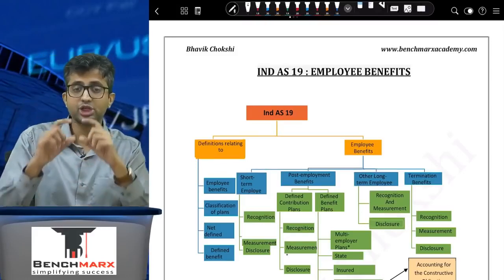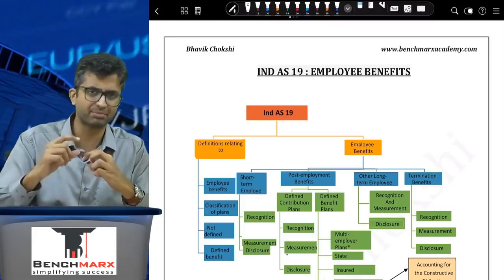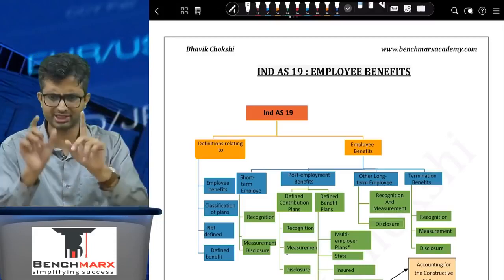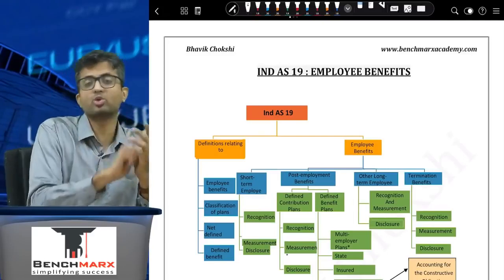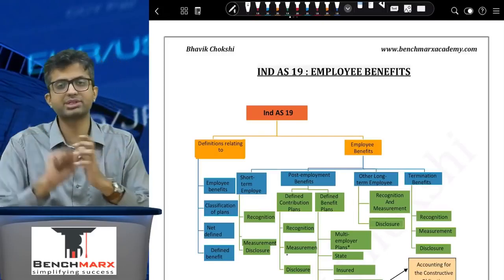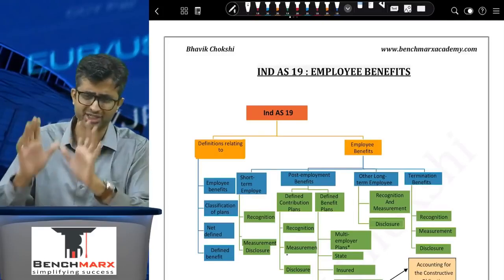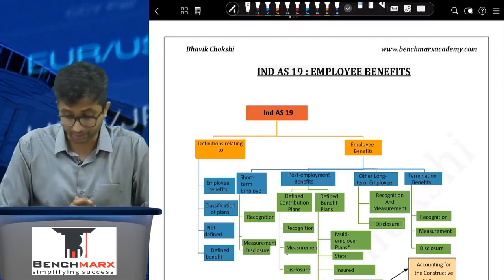In the balance sheet, you will have the net presentation. So your liability minus asset will be presented, subject to the asset ceiling. If there's a surplus, that will be subject to the asset ceiling, and the lower of the 2 will be presented. This is your overall roundup on the summary.